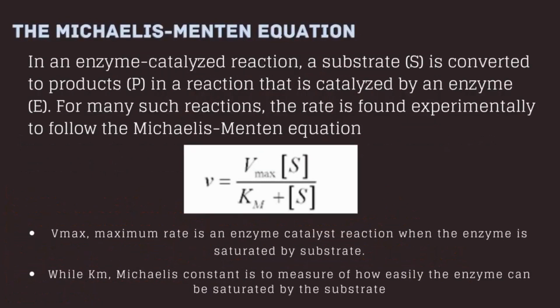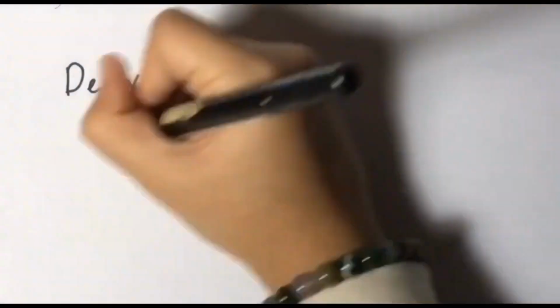The Michaelis-Menten equation. In the previous enzyme-catalyzed reaction, the substrate is converted to product in a reaction catalyzed by an enzyme. For many such reactions, the rate is found experimentally to follow the Michaelis-Menten equation. Here is the equation: V equals Vmax times S divided by Km plus S, where V stands for the velocity. Vmax is the maximum rate of an enzyme-catalyzed reaction when the enzyme is saturated by the substrate, while Km, the Michaelis constant, is the measure of how easily the enzyme can be saturated by the substrate. Next is the derivation of the Michaelis-Menten kinetics equation.